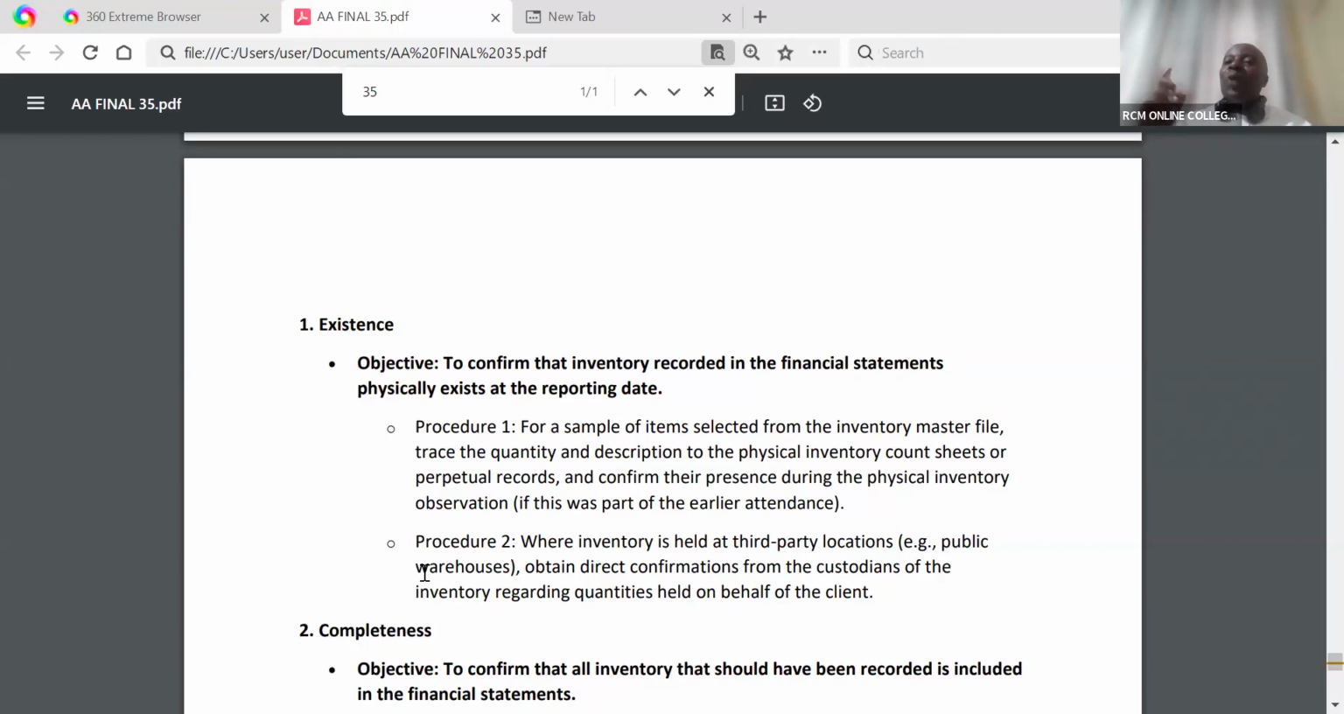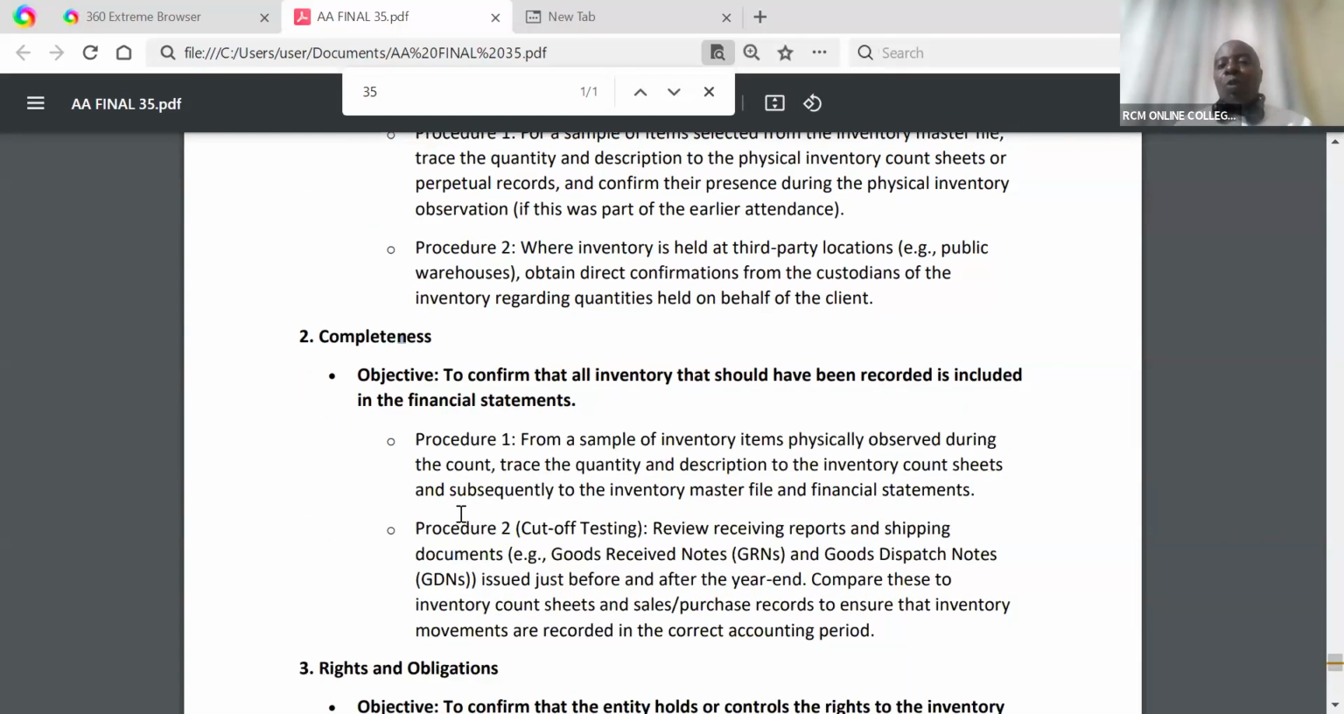Whenever, for example, they want to understate their incomes for purposes of taking smaller profits to KRA, they understate inventory. When they understate inventory, it means that the inventory captured on the financial statements is not complete. So as an auditor, I must be aware that the completeness assertion is really, really important. So completeness: the objective is to confirm that all inventory that should have been recorded is included in the financial statements.